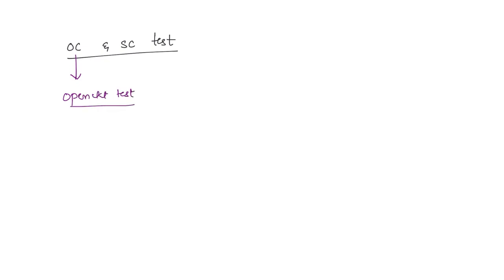The open circuit test is usually performed on the low voltage side. We will discuss why that is later. For now we will see the connections. This is the transformer, this is the LV side and this is the HV side, let us say. The HV side is going to be open circuited. That is why it is called an open circuit test.